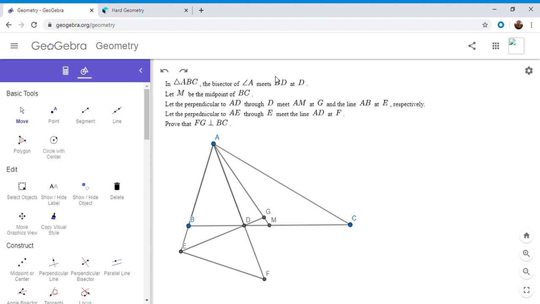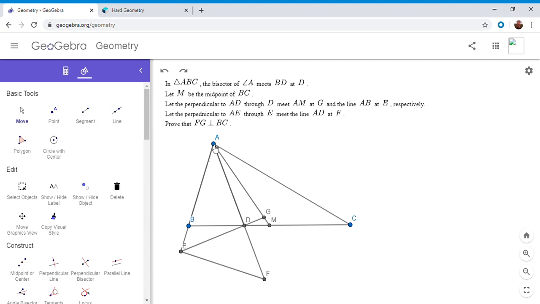Okay, so in triangle ABC, the bisector of angle A meets BC at D. M is the midpoint of BC. The perpendicular to AD through D meets AM at G and meets the line AB at E. And the perpendicular to AE through E meets the line AD at F. And we want to show that FG is perpendicular to BC.